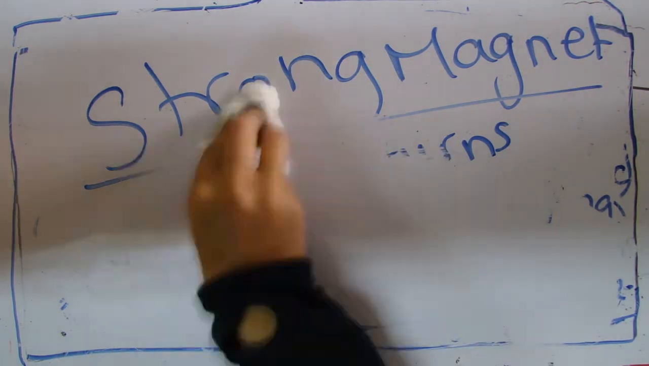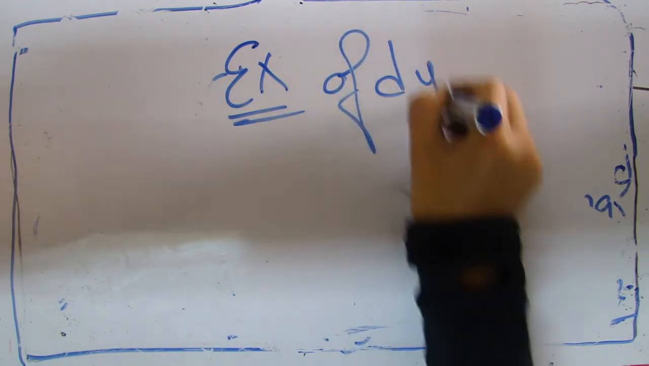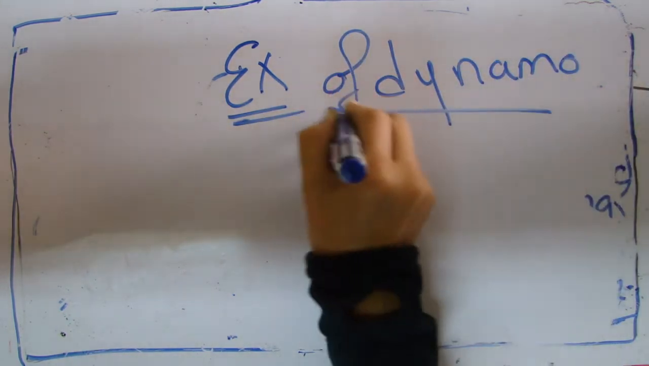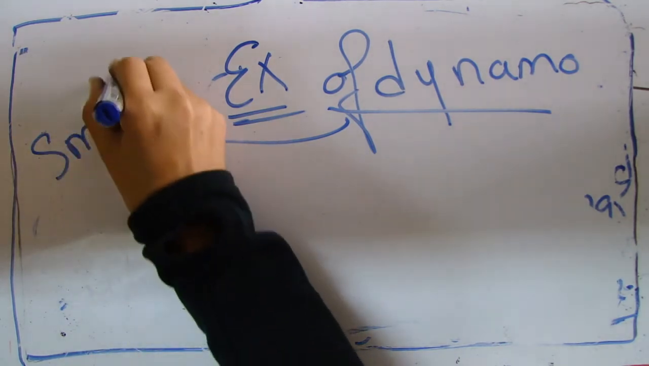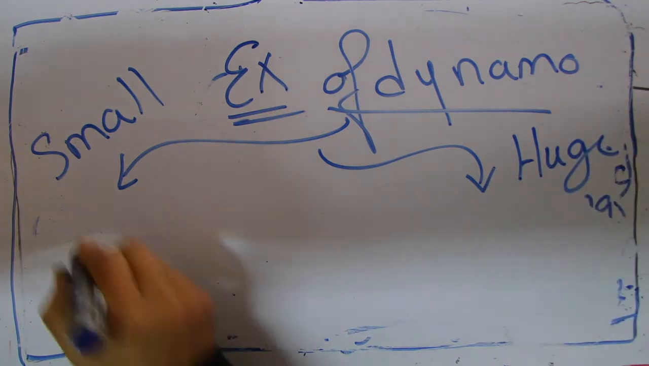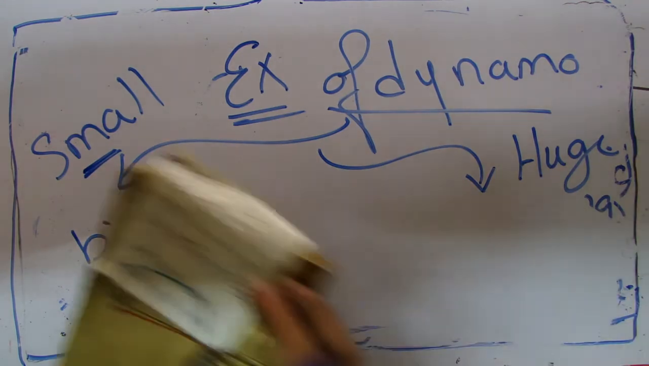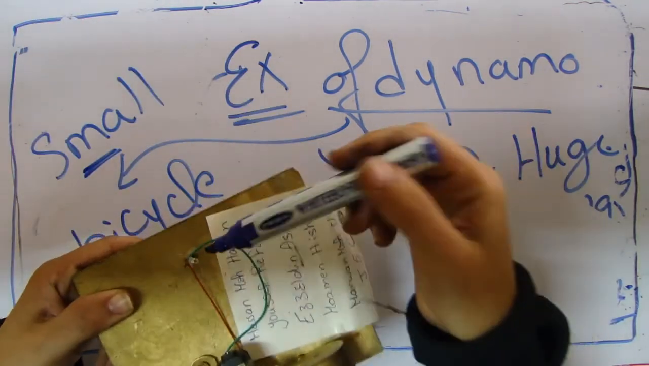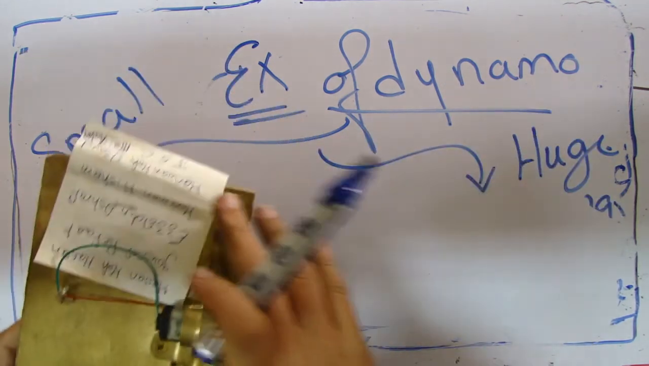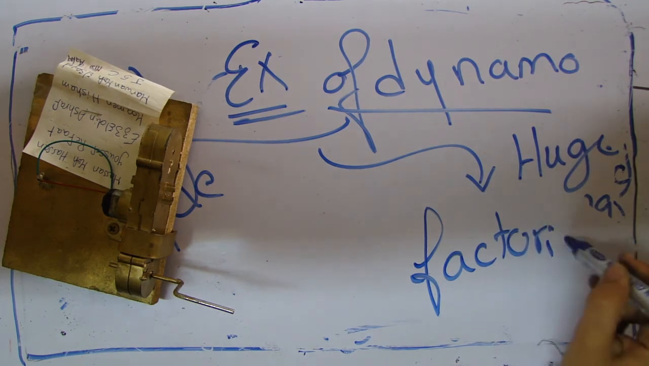Now we're going to say what the examples of the dynamo are. We have a small dynamo, and a huge one. The small dynamo is used in the bicycle. With this structure, when we pedal the bicycle, you see the light of the lamp will light. And the huge one is used in the factories and the street.